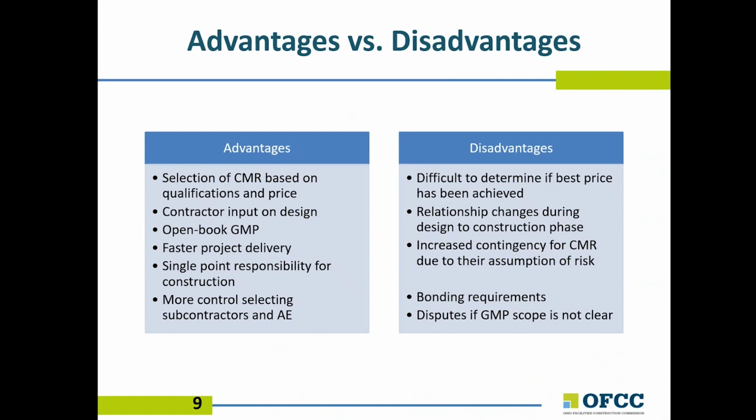Like a general contractor, the construction manager at risk is required to supply a bond covering the entire scope of the project, and there are fewer firms capable of doing the work when compared to multiple prime. There can be disputes over scope of work if the GMP is not clear. Finally, the relationship between the CM at risk and the owner may change after the start of construction due to the transfer of risk.